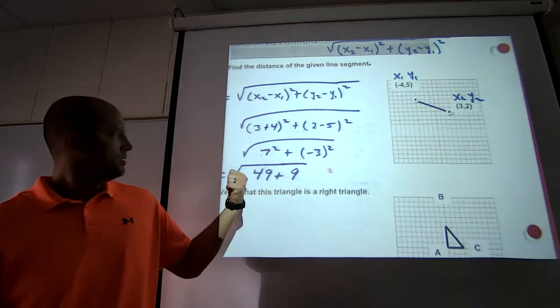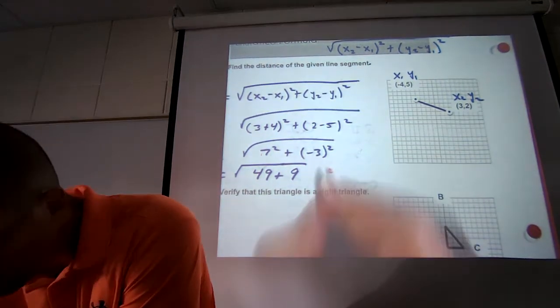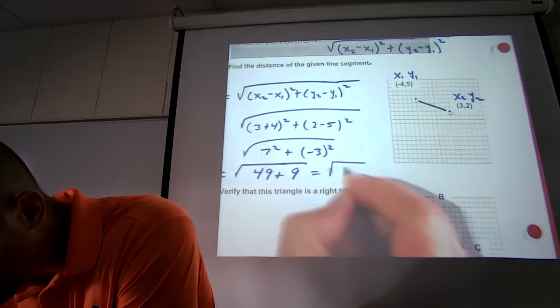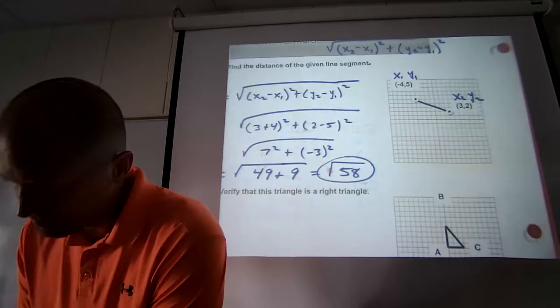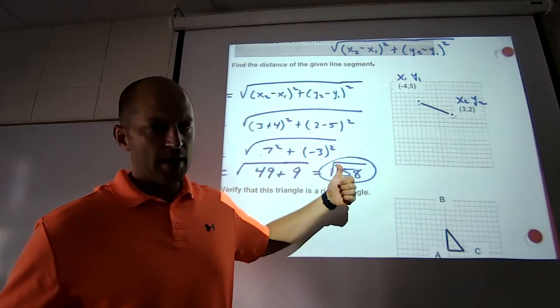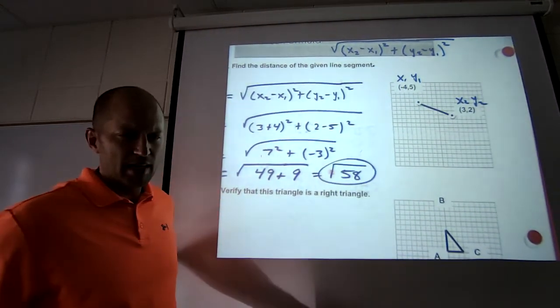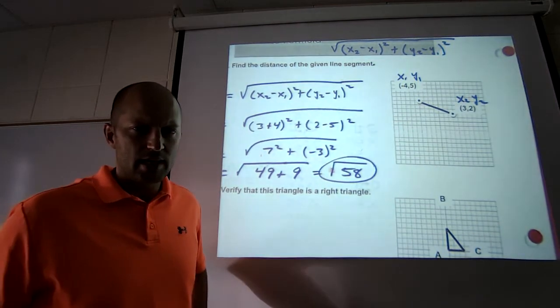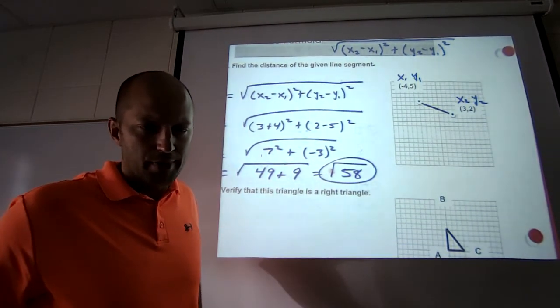Okay, simplify that. 49 and 9 we know, so it's the square root of 58. This is a simplified radical. You could try breaking that down, but I think it's 2 and 29, and that's not going to break down anymore because those are prime.